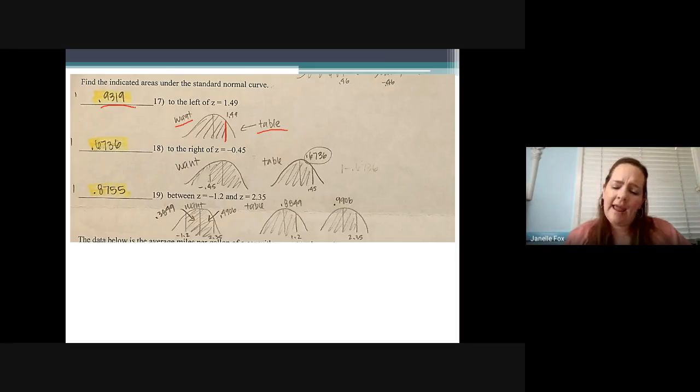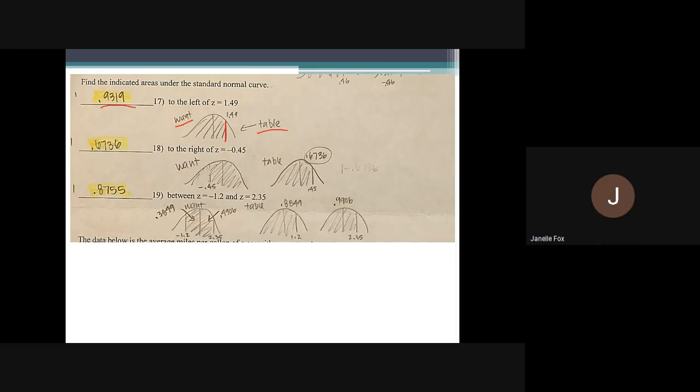And it was just 0.9319. That's it. Yay! Okay, so then it says to the right of negative 0.45. So I do my value, but this one was interesting because it said to the right of, right?